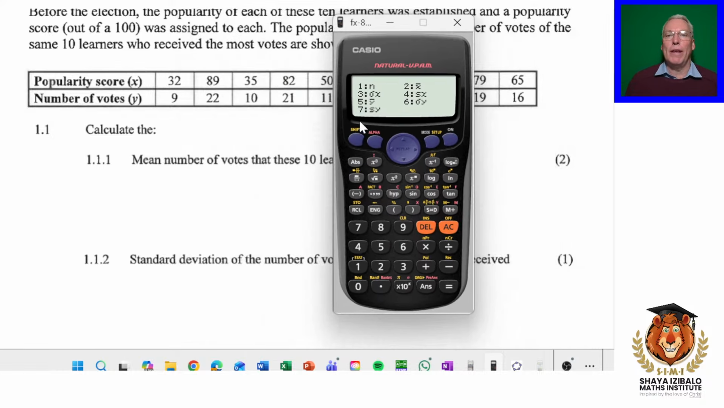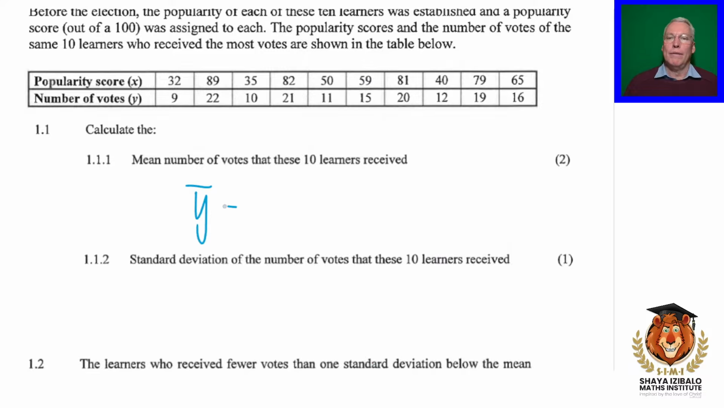Now remember that's y, so we're going to go for option 5, y bar. All right, and we get 15,5. Okay, so y bar equals 15,5. It's really important that we take care putting those numbers into our calculator. Make sure that we get them exactly right.